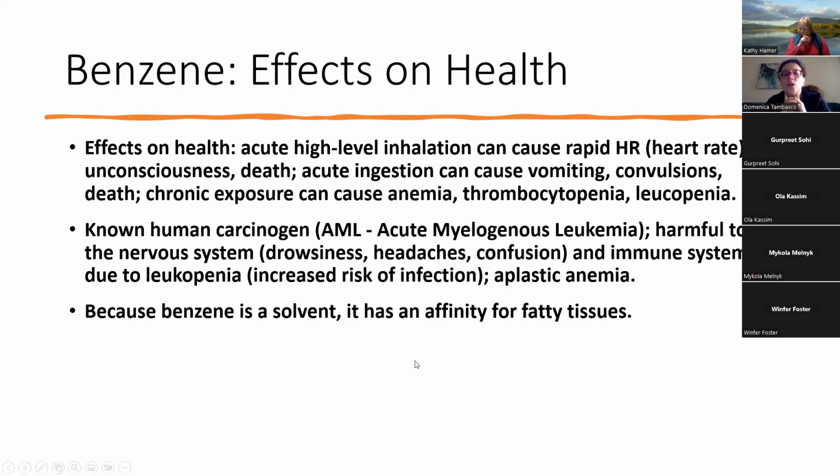So we also know that benzene is a carcinogen, and it can cause cancers such as AML, and it's harmful to the nervous system. It can cause drowsiness, headache, confusion. Actually, this might be the most common effect that people may not recognize.